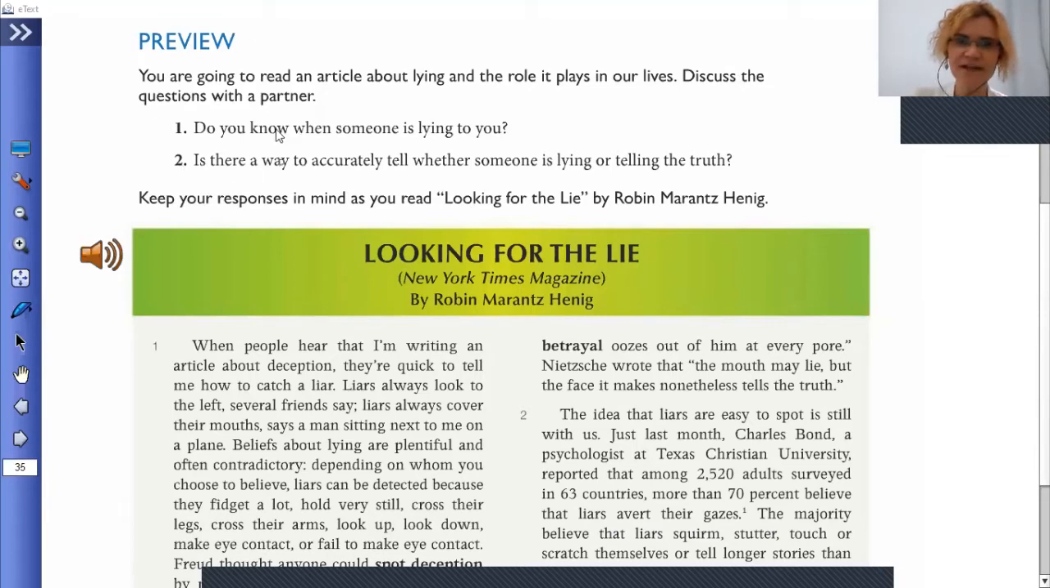Okay, in this previewing, they ask you two questions. Do you know when someone is lying to you? And is there a way to accurately tell whether someone is lying or telling the truth? Now, these are just questions about the whole idea of lying, just to get you into the topic. It's basically this 5-second rule or 10-second rule where you allow your brain to start focusing and grasp what is going to happen. You're making yourself ready.